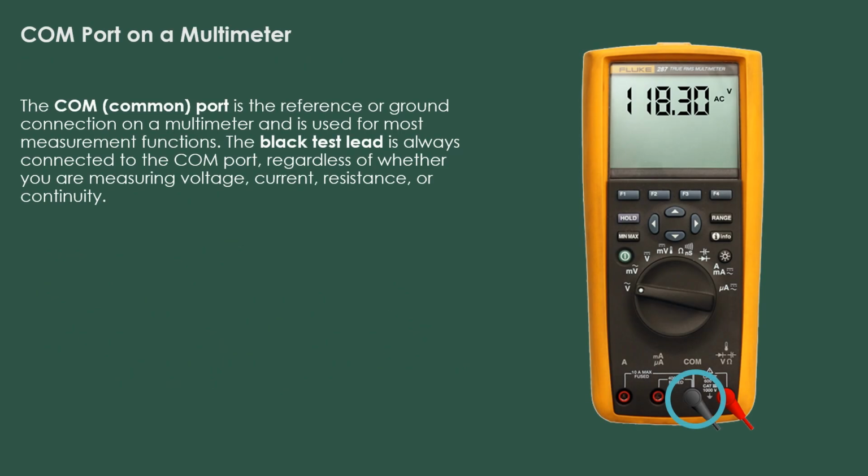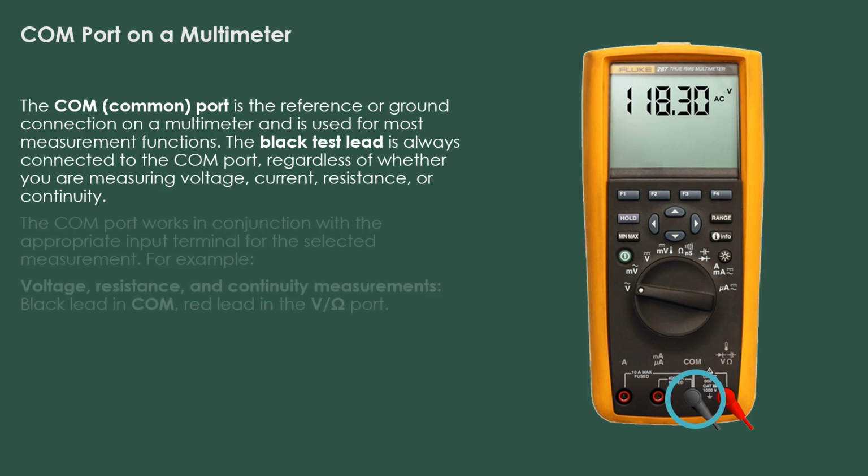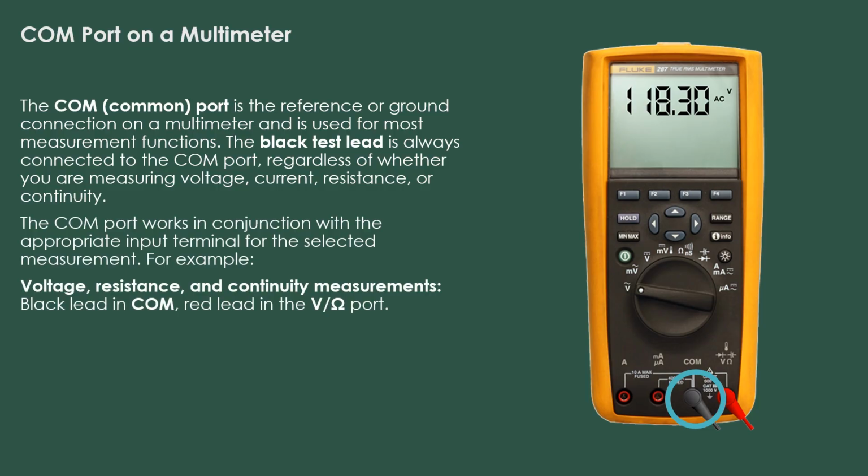The COM port is the reference or ground connection on a multimeter and is used for most measurement functions. The black test lead is always connected to the COM port, regardless of whether you are measuring voltage, current, resistance, or continuity. The COM port works in conjunction with the appropriate input terminal for the selected measurement.